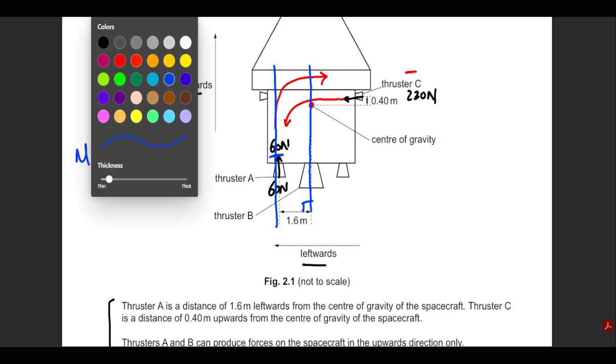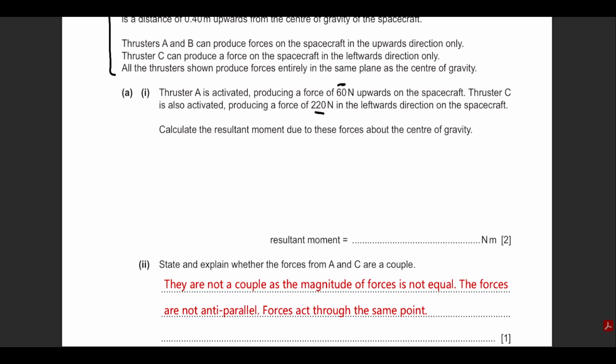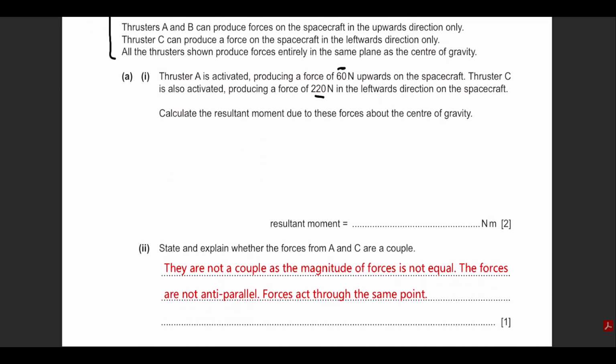1.6. And then we have this one. This is 220 times 0.4. So if you want to find the resultant moment, you just have to subtract all of this together and see what answer you get. So 60 into 1.6 minus 220 into 0.4. The answer comes out as 8.0 Newton meters.